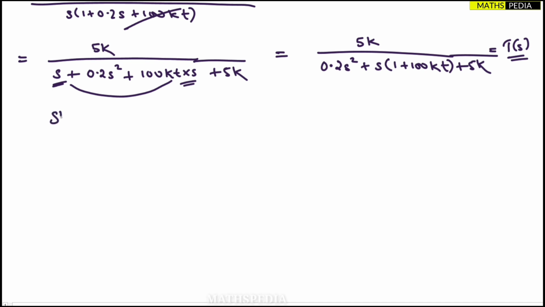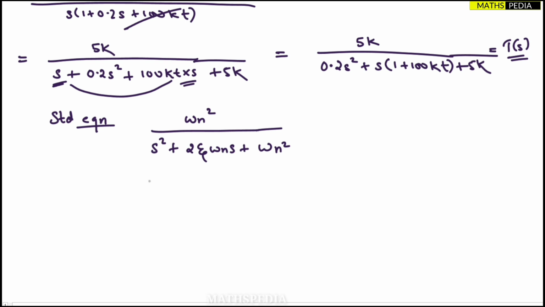What is the standard equation? Standard equation of second order system we are having, which is omega n square divided by s square plus 2 zeta omega n s plus omega n square. Just compare it with this one, you will get to know that omega n square value is 5k, right? Omega n square value is 5k here, but one problem is there.